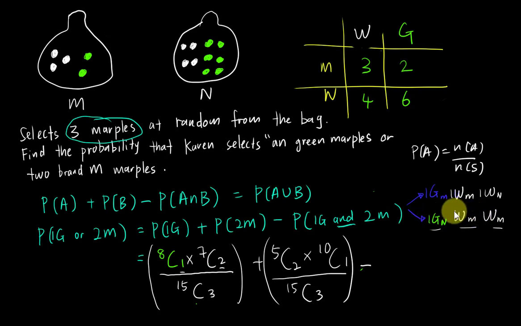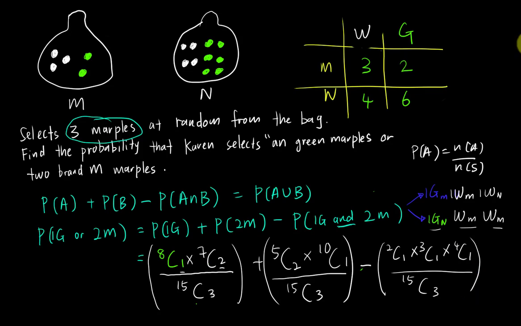So therefore, in order to do this, let's do the first one first. This one over here is 1 green from M. Green from M is 2, right? So I have 2 marbles here. I select 1. Multiply. This is white from M. White from M I have 3, right? 3 marbles here. I choose 1. I multiply. This is white from N. So I have 4 marbles here. I choose 1. Over my sample space is still 15C3.